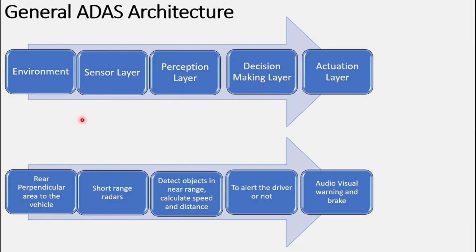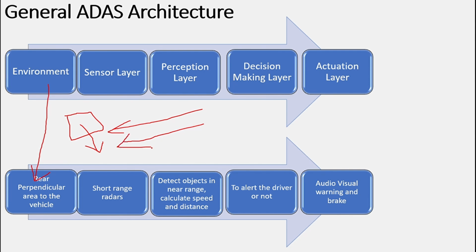Now let's see the general ADAS architecture. This is something which I pointed out in other architectures and functionalities also. What is the main environment? The environment is the rear perpendicular area to the vehicle. As the vehicle is coming out of the parking lot, what are all the traffic that are coming in the perpendicular direction? That comprises the perpendicular area to the vehicle. This is the environment. And next is the sensor layer.